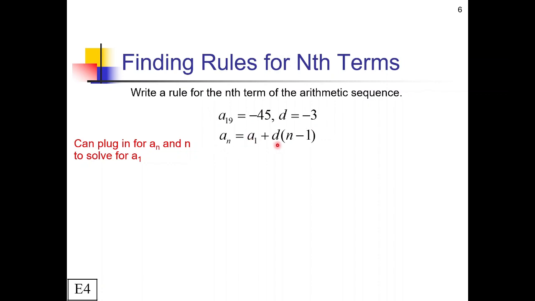So with that little hint in mind, pause the video and see if you can make that magic happen to come up with an nth term formula for this thing. Alright, so let's plug a bunch of stuff in.